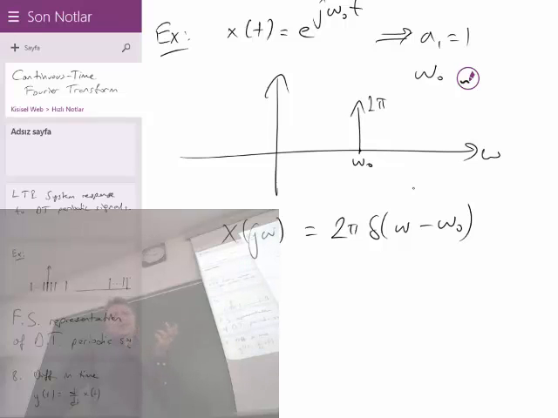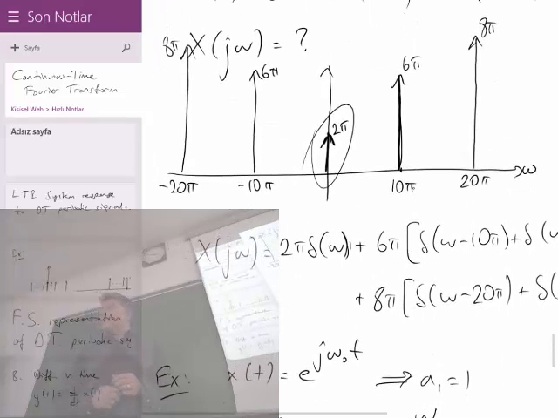Of course, if the signal is more complicated, and if it has a lot of Fourier series coefficients, then you just have to put impulses at those Fourier series coefficients, multiplying all AKs by 2 pi. You have to draw it like this. Okay. So that's a methodology to evaluate the Fourier transform for periodic signals.